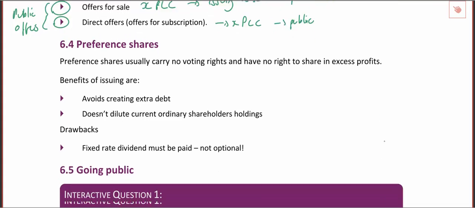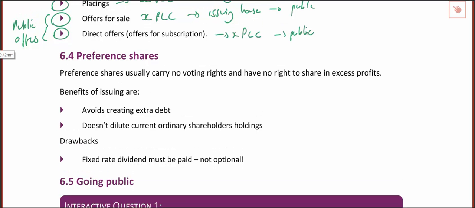6.4 then looks at preference shares. We mentioned preference shares. We said that they're pretty similar to debt finance, but they're really good because they're not actually debt, so it doesn't increase your gearing. And also it doesn't dilute your current ordinary shareholders' holdings. It doesn't have the same rights as an ordinary share, so it doesn't affect your ordinary shareholders in that way.